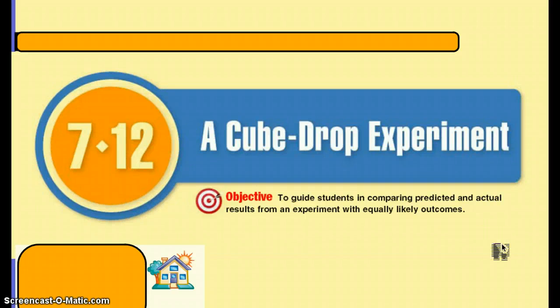In 7-12, they talk about a cube drop experiment. The objective is to guide you in comparing and predicting and actually getting results from an experiment with equally likely outcomes.